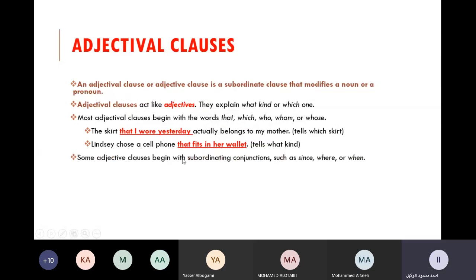Some adjective clauses, guys, begin with a subordinating conjunction, such as since, where, or when. For example, when I say the grocery store, where we shop, carries lots of organic foods. So here, the grocery store is a place, right? The mall, that's a place. The school, a place, right, guys? So when you have a place, you do not bring that, which, who, or whom. You bring where, because you are talking about a place.